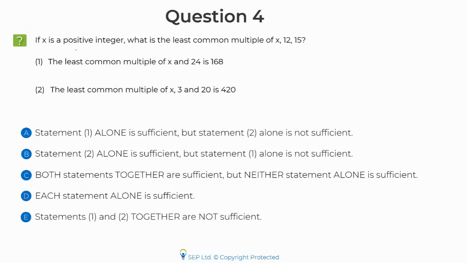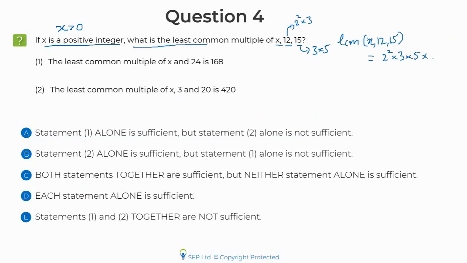Quickly, X is a positive integer. So I know X is more than 0. What is the LCM of X, 12, 15? The moment I look at 12, I automatically say 2 square into 3, 3 into 5. So remember, the LCM of X, 12 and 15 has to have a 2 square, has to have a 3, has to have a 5, and whatever else X has to have, right? You cannot escape 3, 5, and 2 square. That's something you have to analyze.